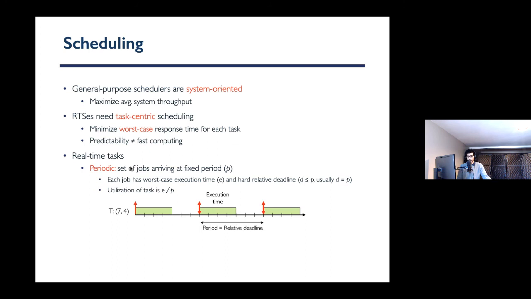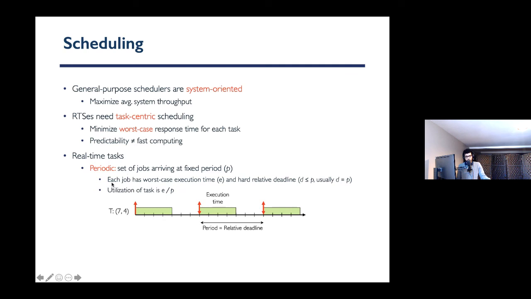Now, real-time tasks are usually represented by a bunch of characteristics. Okay, let's start with this. So real-time tasks have types. One of the types that we care a lot about are periodic tasks. So a periodic task is a set of jobs. I'm actually defining jobs now. So far I've talked about tasks, now jobs. A periodic task is a set of jobs that arrive at fixed periods.